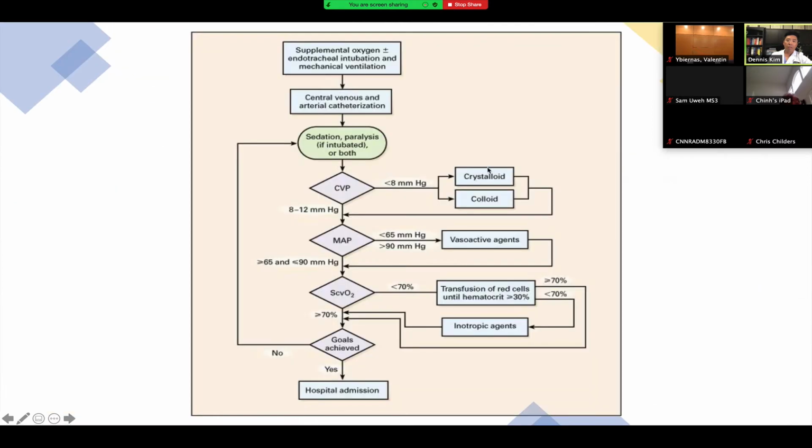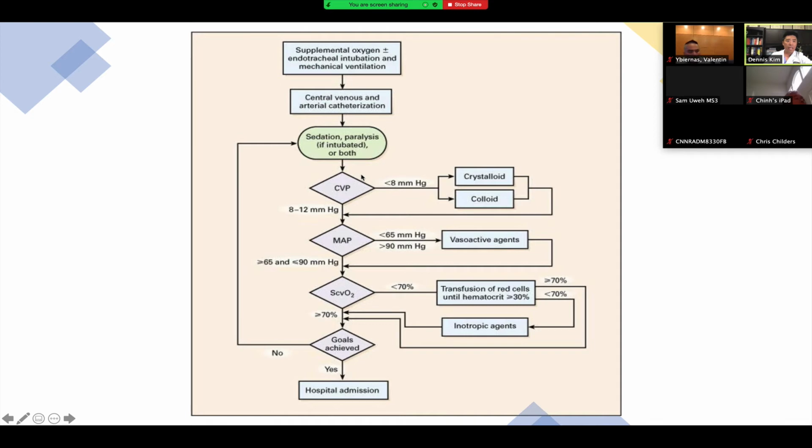And for those of us who aren't familiar with Manny Rivers, and I would be surprised if anyone wasn't, again, this is that original single center study in 2001 out of Detroit, where they had EM physicians, fellows, nurses hanging out in the ED ready for patients with severe sepsis or septic shock to come in who got randomized to standard care or early goal-directed therapy.